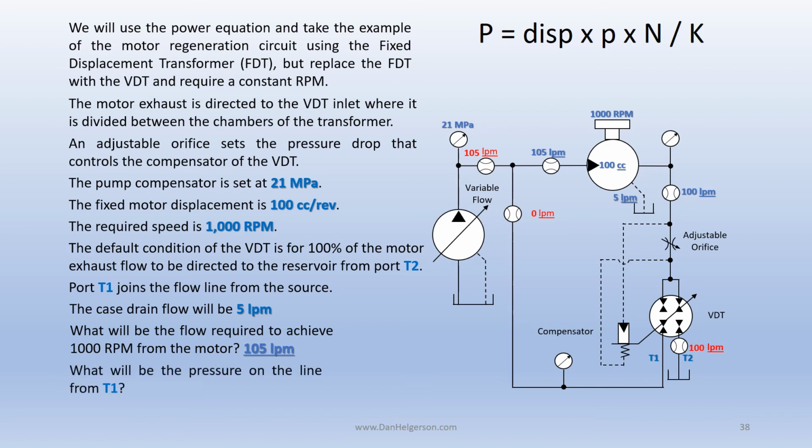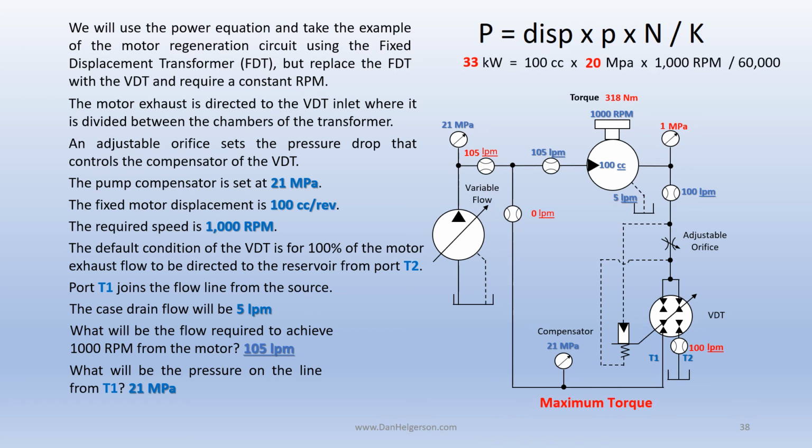What will be the pressure on line T1? Well, as you can see, T1 is connected to my source, and so the pressure would have to be the same. And so the pressure on T1 will have to be 21 MPa. So in my beginning condition, I have a torque of 318 Newton meters, and with an effective pressure of 20 MPa, I will be drawing 33 kilowatts of power.